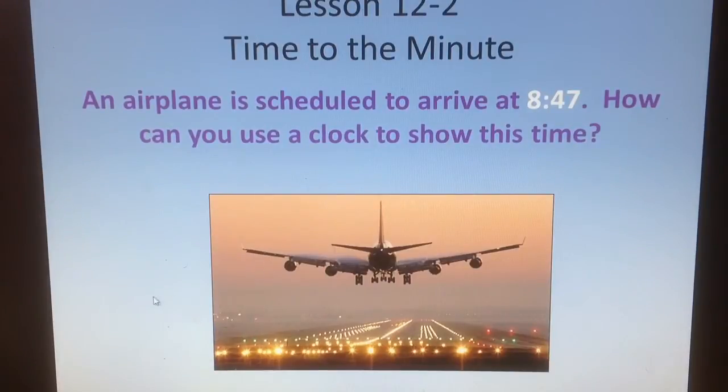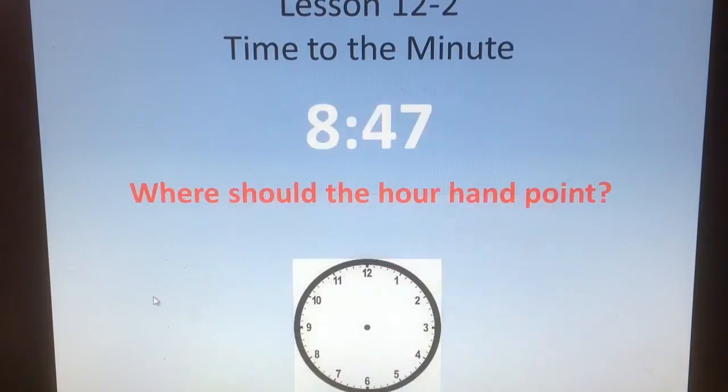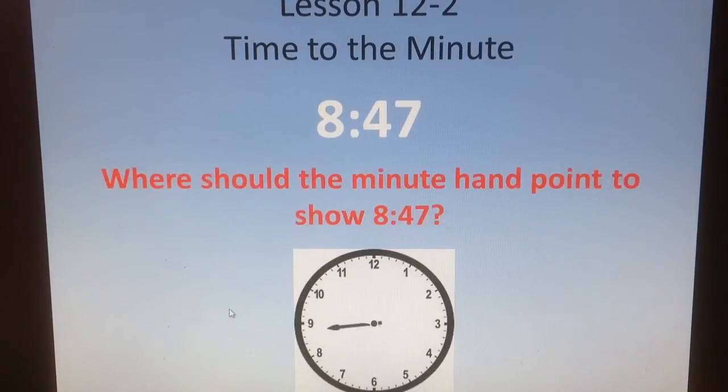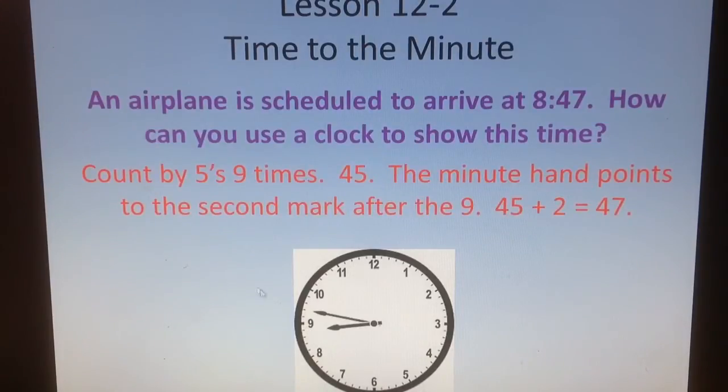And then we made our clocks show 8:47. Where should the hour hand point? The hour hand is between the 8 and the 9, but it's closer to the 9 than the 8. Where should the minute hand point? Let's see, we can count by fives until we get up to 45, which is the closest number, counting by fives, to 47. So count by fives to 45, you'll be pointing at the 9, right? 5, 10, 15, 20, 25, 30, 35, 40, 45, and then it's 47, not 45, that we need. So count 2 more little tick marks, add 2 to get to 8:47. I'm just a little bit past the 9 with the minute hand there.